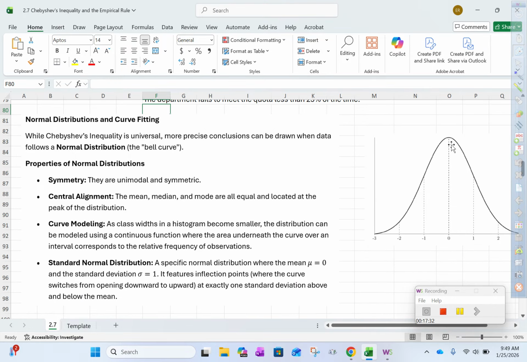Okay, so we talked about how it has to look like this bell curve. It's going to be unimodal, meaning there's one mode, and that peak is going to be in the middle. We talked about the mean, median, mode are all going to be at that peak, at that middle point.